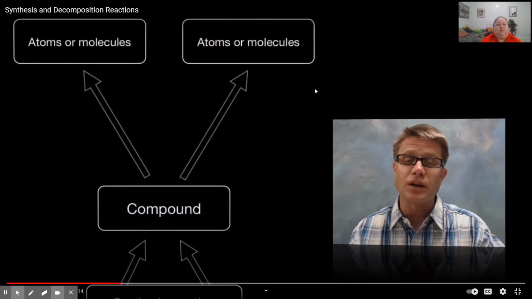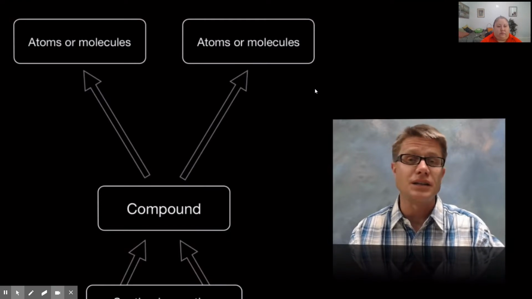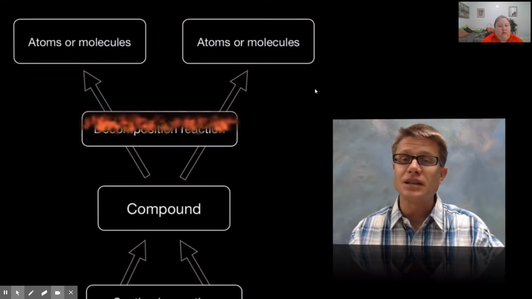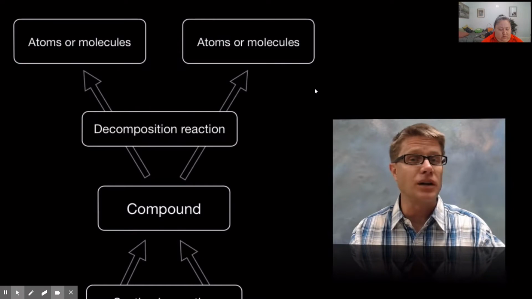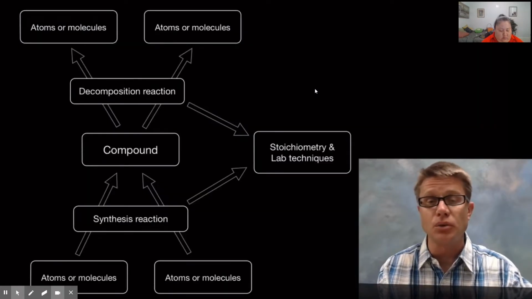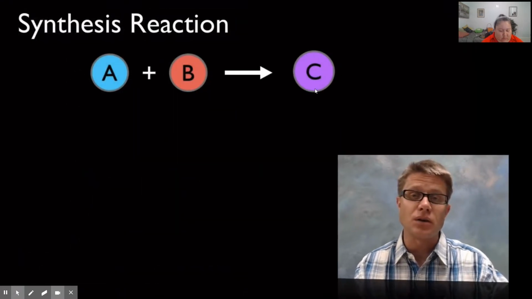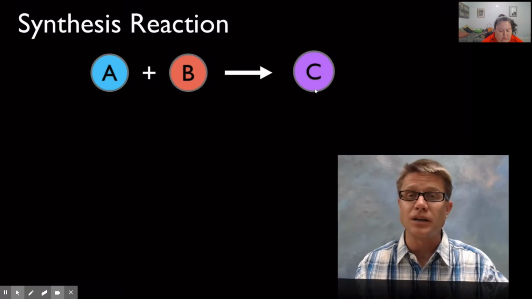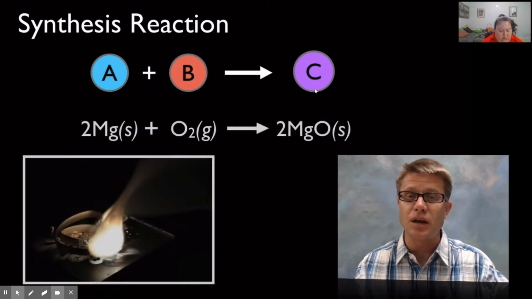Likewise, if we take a compound and break it down into atoms or molecules, we call that a decomposition reaction. Lots of times that'll generate a little bit of heat. We can use both of these reactions in the chemistry lab to do simple stoichiometry and practice our lab techniques. It's a synthesis reaction where we're taking atoms and molecules and combining them together. So let me give you a couple of examples.